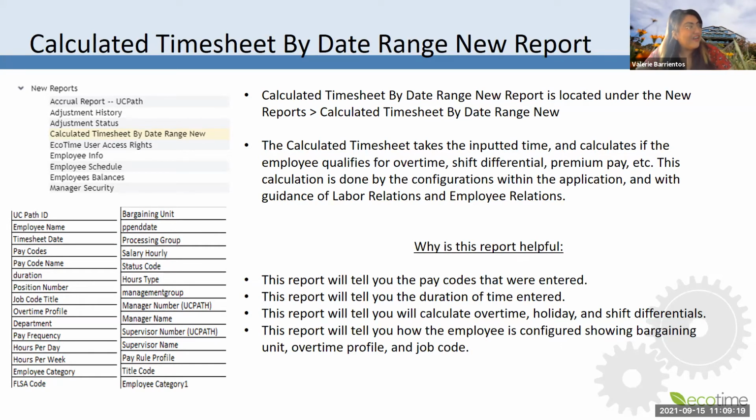If we see again on the left side, the UC Path, employee ID, timesheet, pay codes, this is all the available fields that the calculated timesheet by date range new will give us back. This report is helpful because it'll tell you the pay codes that were entered, the duration of time entered, and the calculation of overtime, holiday, and shift differential, and will tell you how the employee is configured. It'll show you the bargaining unit, the overtime profile, and the job code.